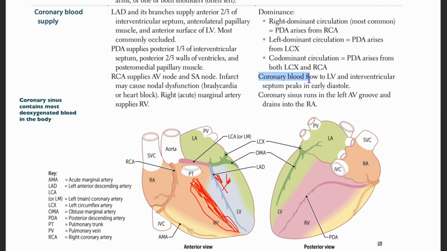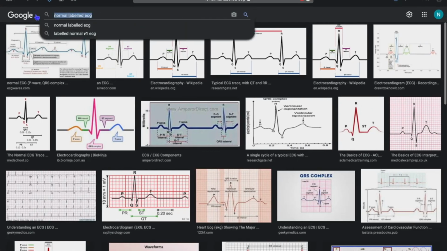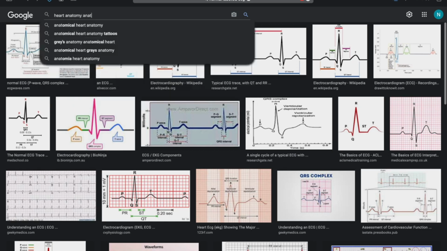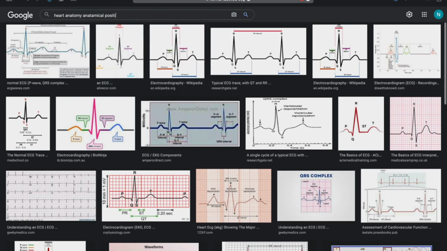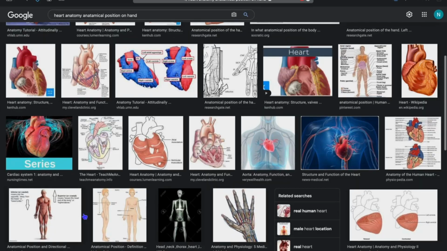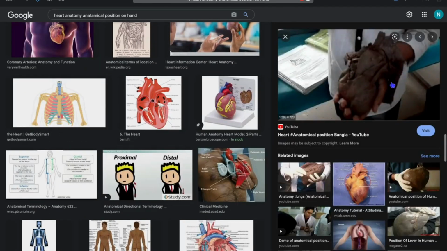Coronary blood flow. Okay, so if you weren't aware of what I meant by anatomical position, that's the anatomical position of the heart right there, right? So that's how you would hold it. Just pretend like you're holding it like that, and then the thumb part would be the anterior and the pinky would be the posterior.